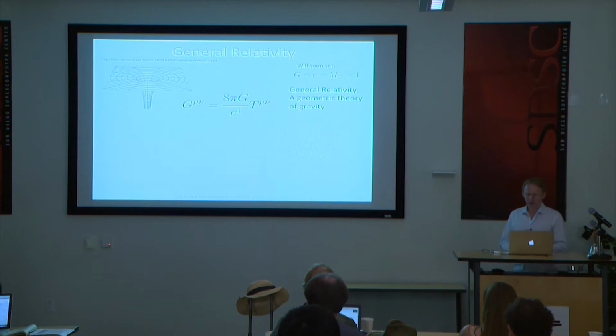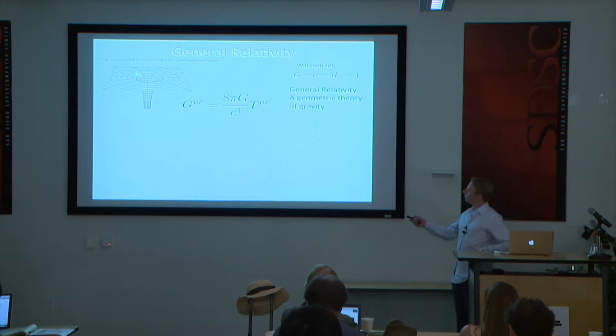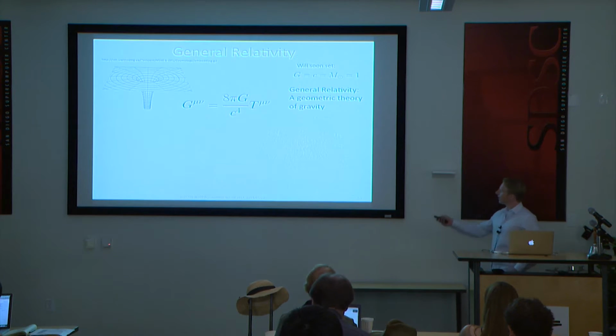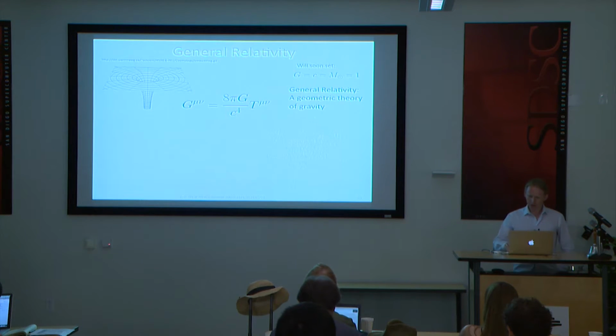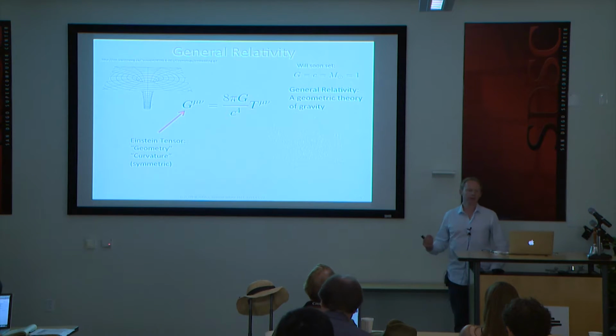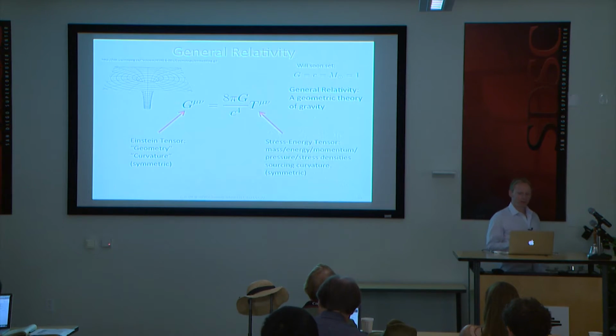So GR is a geometric theory of gravity. You've all seen these space-time curvature diagrams. These are the Einstein equations. Look pretty abstract and neat. They're a mess. If you look at the left side, you have the Einstein tensor, which describes the geometry of space-time, or what we call the curvature of space-time. On the right-hand side, you have the stress-energy tensor, which sources curvature of space-time.